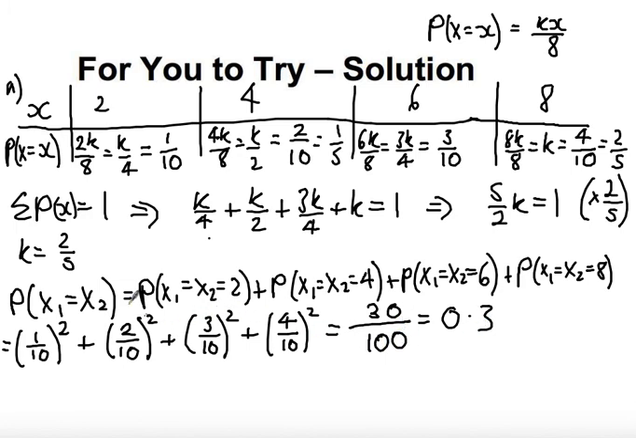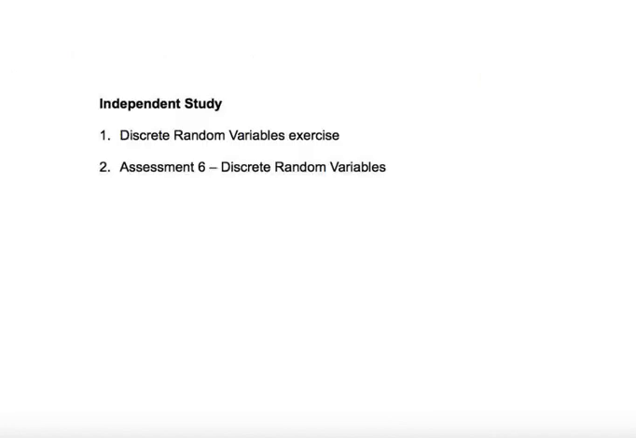Okay, I hope that solution all made sense, and I hope the rest of the video has made sense and that you understand the idea of discrete random variables and how they are distributed. So finally, just to finish off, at this point you need to have a go at the discrete random variables exercise. Practice the different exercises, get used to writing out the distributions, get used to finding k's, finding probabilities, using independent observations, etc. Build up your confidence, and then once you feel confident with that topic, have a go at the discrete random variables assessment. Okay, I hope you found that all useful and easy to understand.